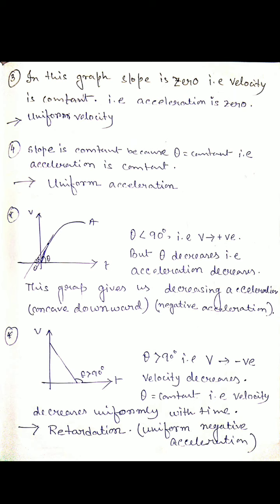Next graph, in this case theta is greater than 90 degrees, so the slope is negative and velocity decreases. Velocity decreases uniformly with time, since theta is constant. When velocity decreases with time, it gives us a negative acceleration, a uniform negative acceleration, that is called retardation.